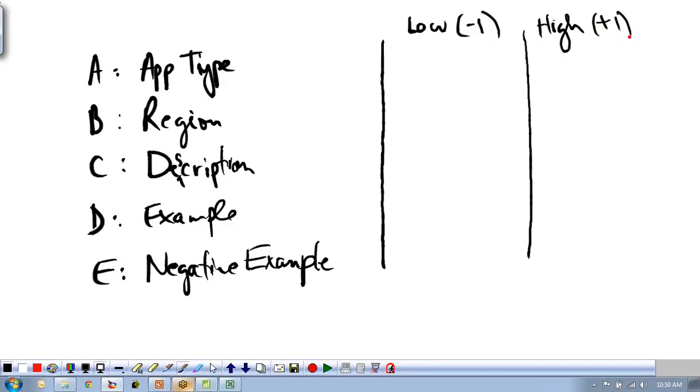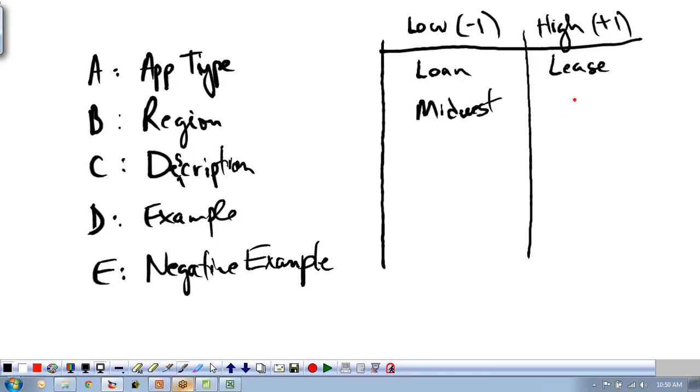Okay. Now, it wasn't completely arbitrary, but we can talk about what these different things were. So in this case, the low was loan, and the high was lease. For region, low was Midwest, and I don't want anybody to take offense at this. I'm a Midwesterner myself, so I've had to live under that yoke of supercilious coasts. Northeast and not Northeast. However, this is just arbitrarily assigned to minus one and plus one. Obviously, this one we could switch around, same with this one. Description, either use the current description, or we'll enhance it.